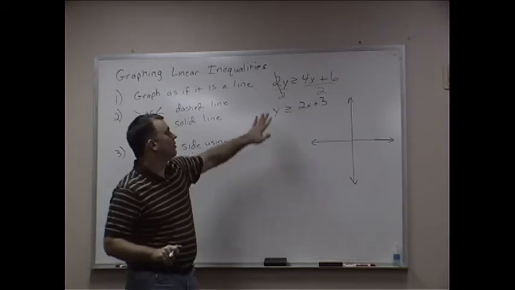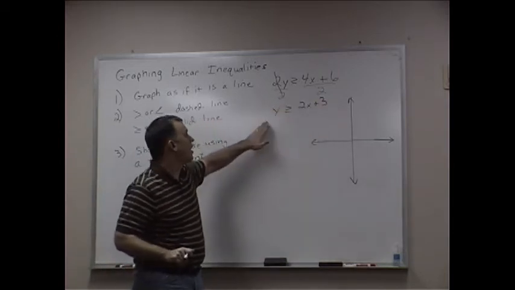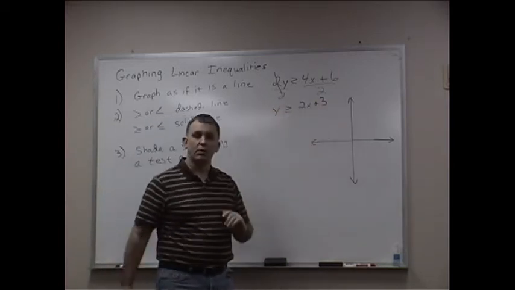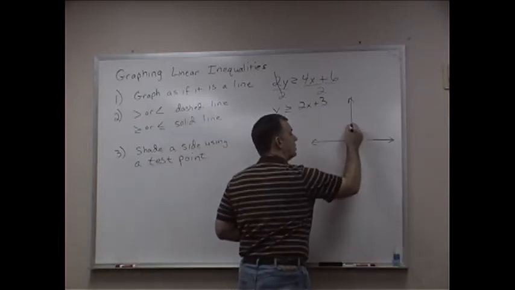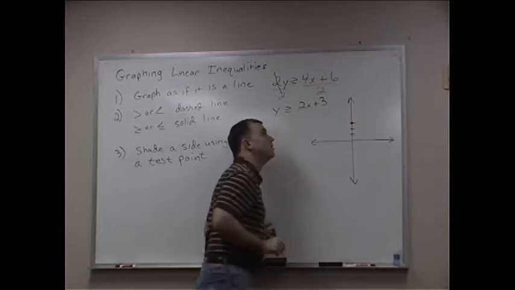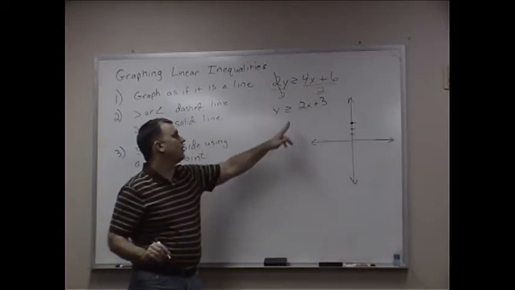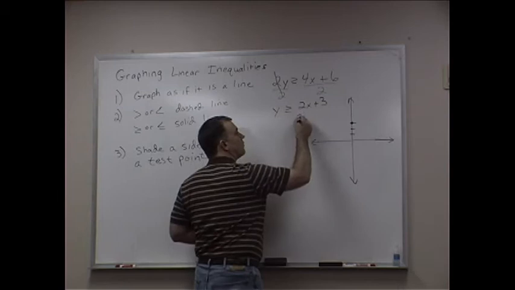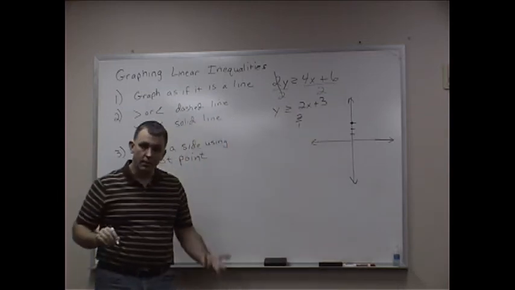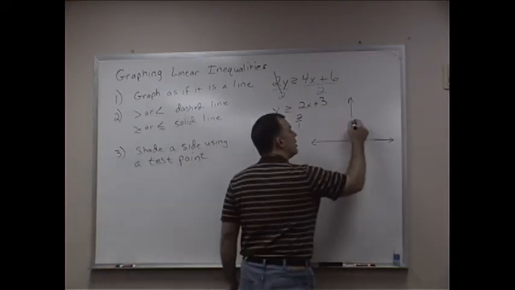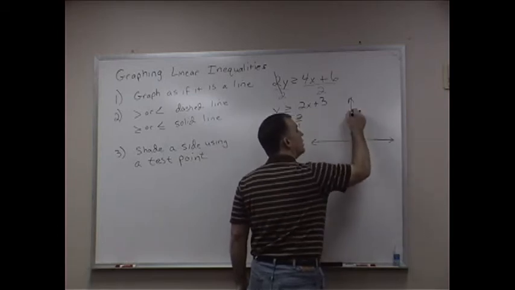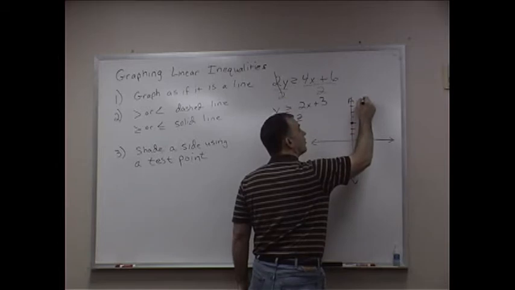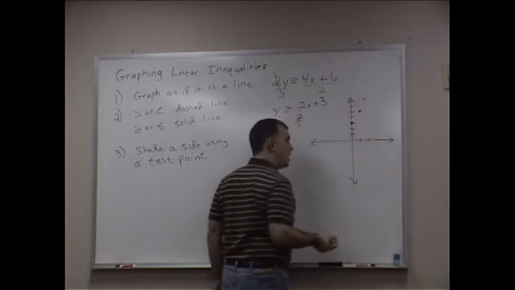Okay, so after I divide both sides by 2, I get y is greater than or equal to 2x plus 3. Now the b value is 3, so I'm going to go up to 3. And the m value is 2. Don't forget, that means 2 over 1 for rise over run. So that means I rise 2 and run 1. Rise 2 and run 1.